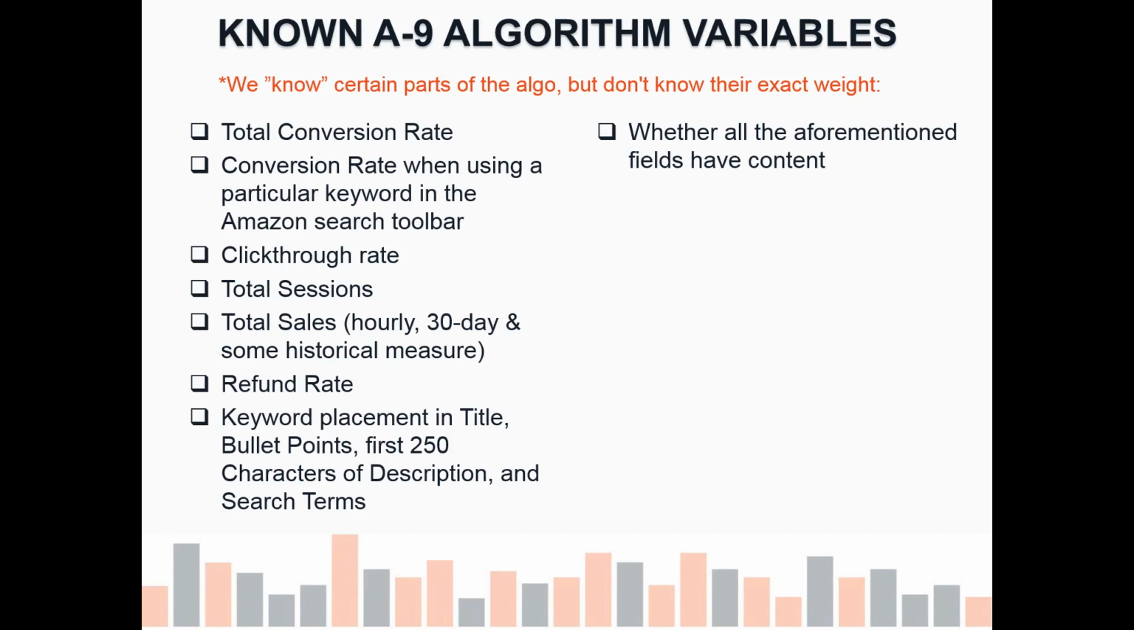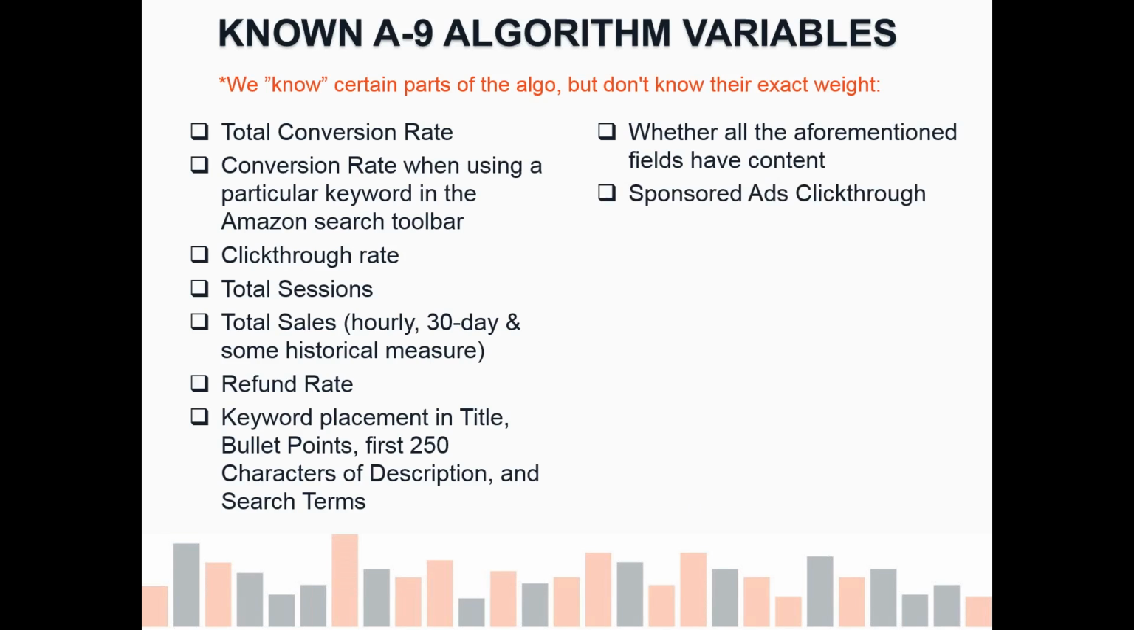And then whether all the aforementioned fields actually have content. So you could have an amazing listing with high quality resolution images, even video displayed in your product, and you could have incredibly great reviews and sales history. But if you don't have content within every field, that does affect the ranking of it.